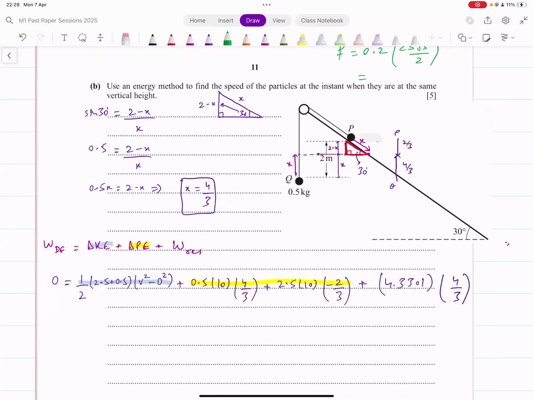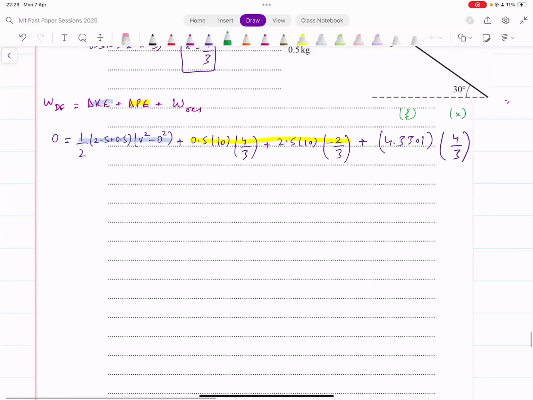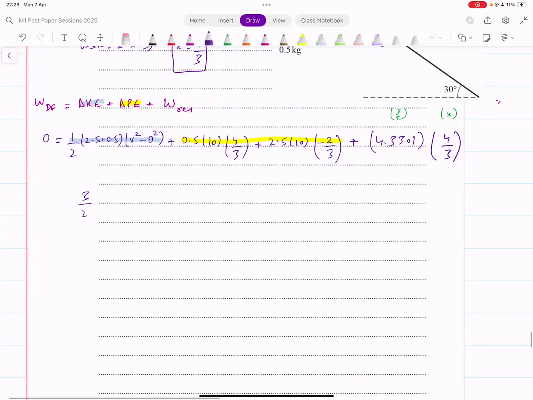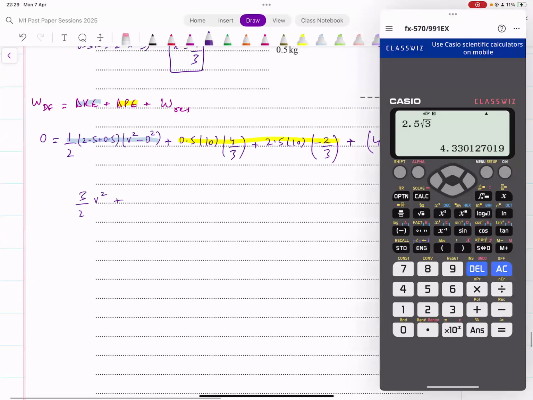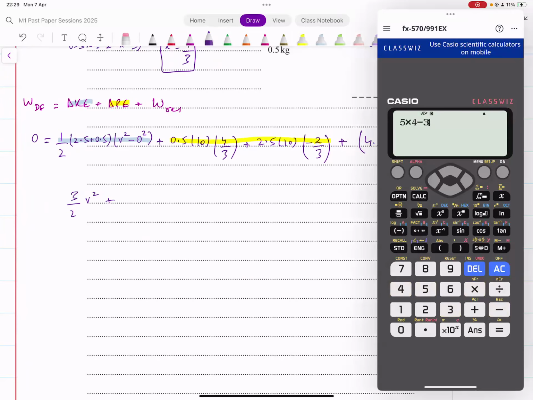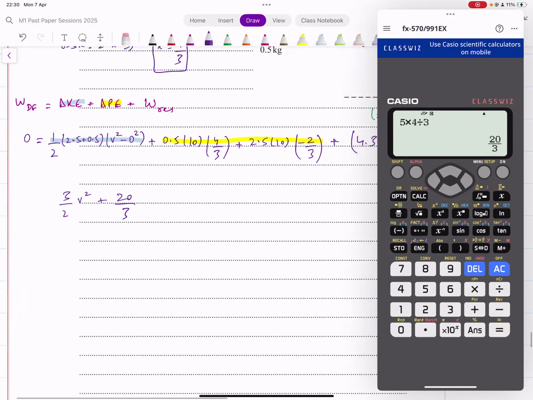So this is friction times the distance traveled, which was X. Okay. And now you can find the value of V from this. You can see what that turns out to be. 3 over 2 V squared plus 5 into 4 divided by 3. That's 20 over 3.